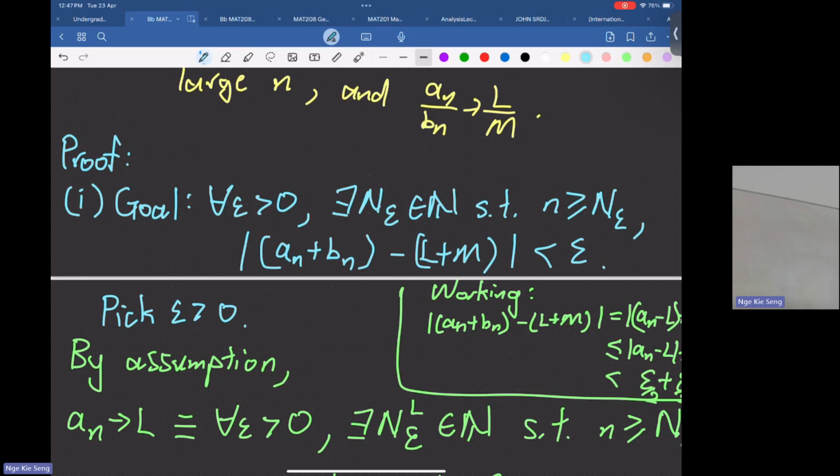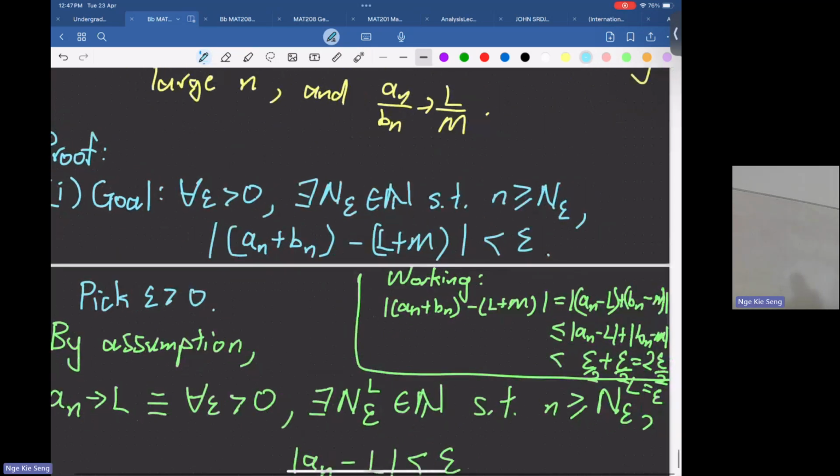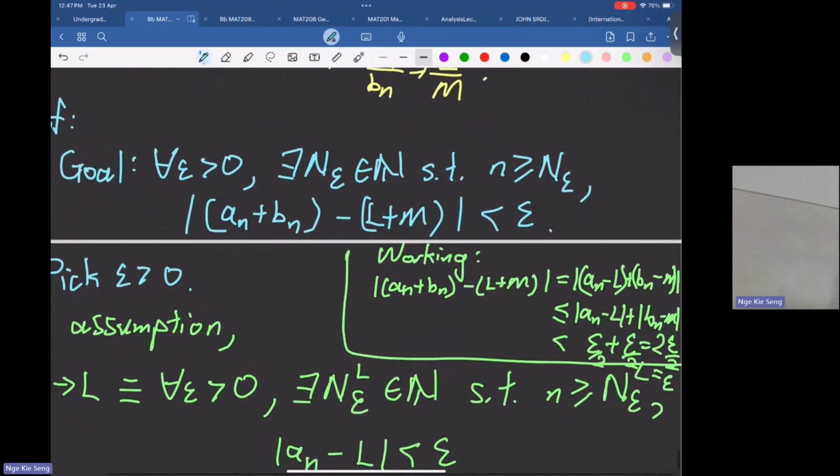Okay, absolute value of an plus bn minus l plus m is less than epsilon. So we have a working here. Let me make this one smaller bit. So how to make this less than epsilon? We try to use the convergence of L and M to make it less than epsilon.